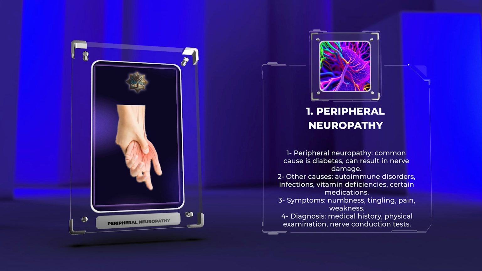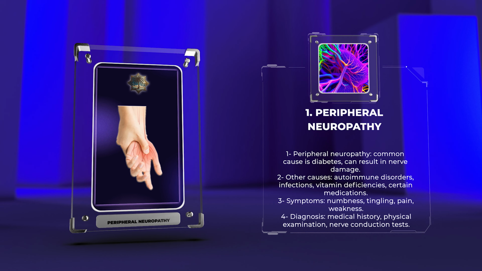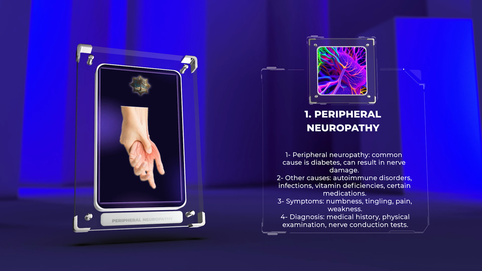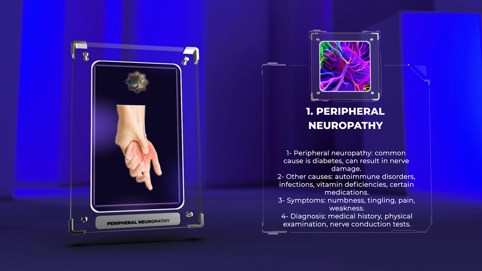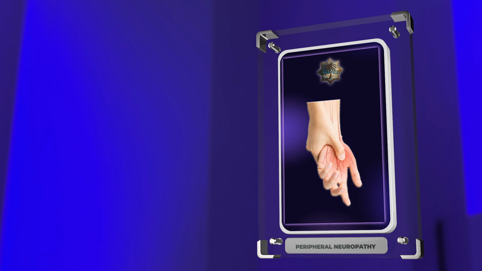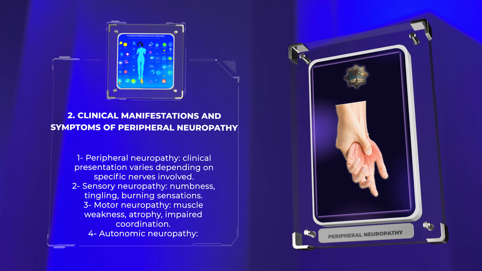Diagnosis typically involves a thorough medical history, physical examination, and nerve conduction tests. Treatment approaches may include addressing the underlying cause, managing symptoms, and providing supportive care to improve quality of life. The clinical presentation of peripheral neuropathy varies depending on the specific nerves involved and their corresponding functions.